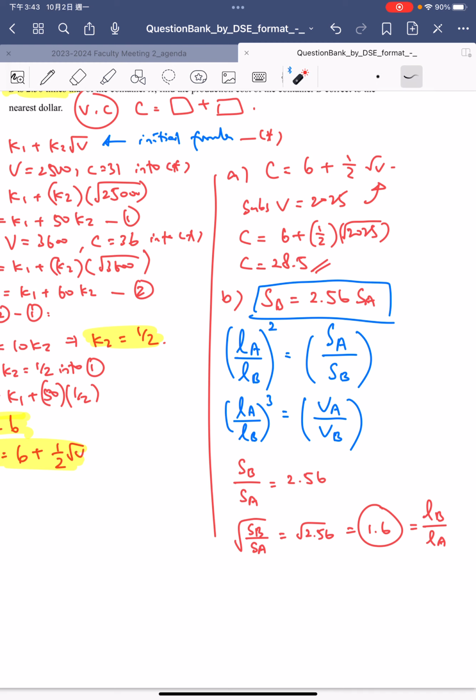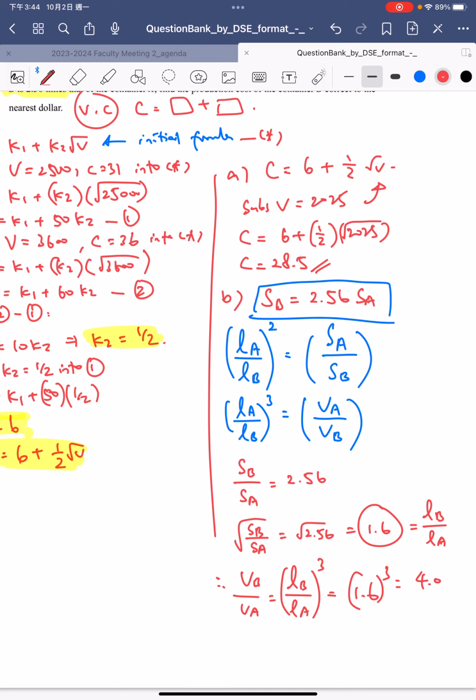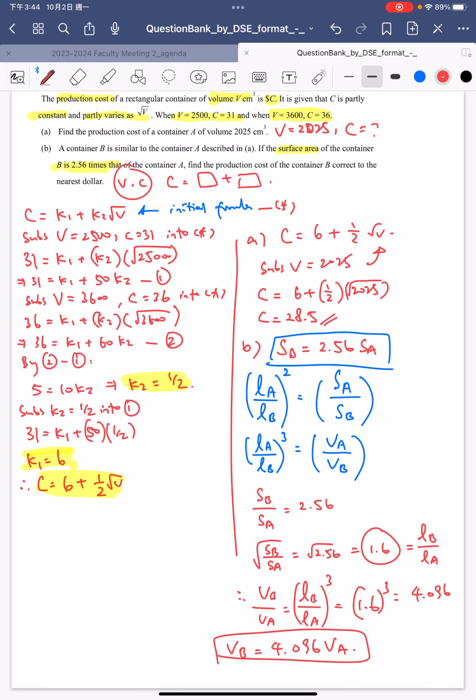Then we can substitute back into this formula to get the relationship between the volume of A and the volume of B. So we have the volume of B divided by the volume of A is equal to the length of B divided by the length of A, taking the whole thing to the power of 3. So this is equal to 1.6 to the power of 3. Then using your calculator, you get 4.096. Which means that the volume of B is equal to 4.096 times VA.